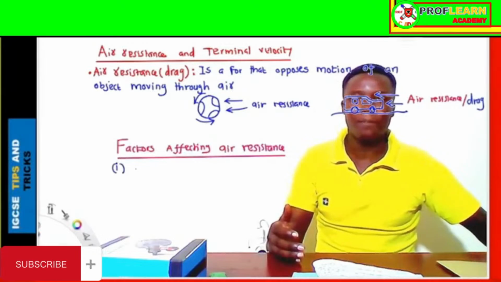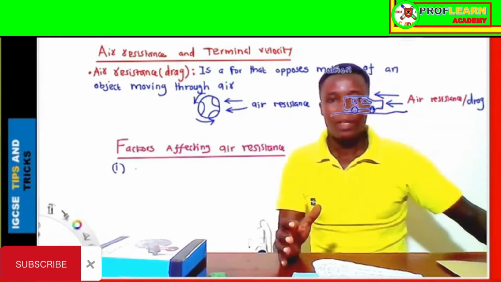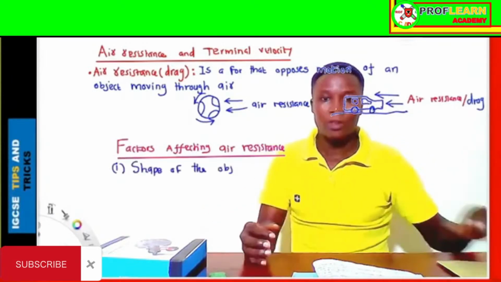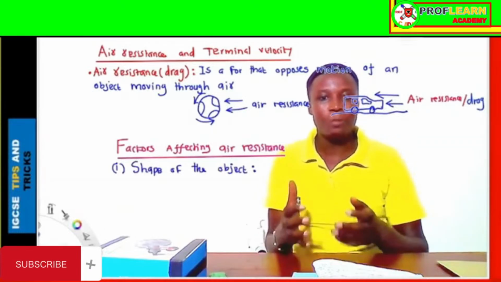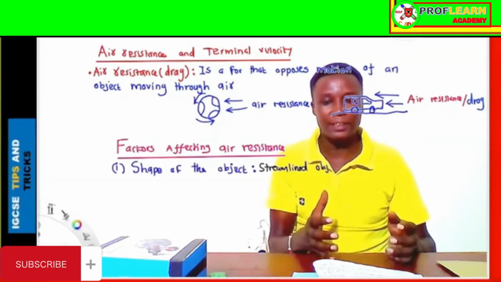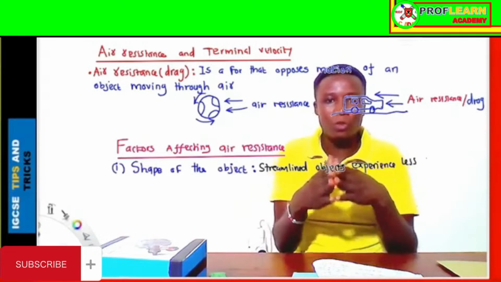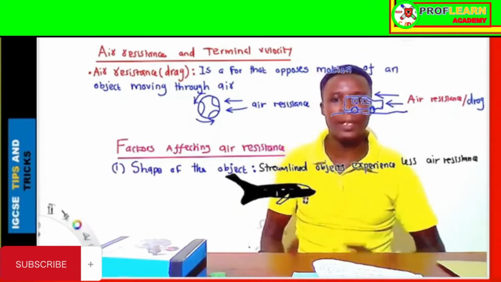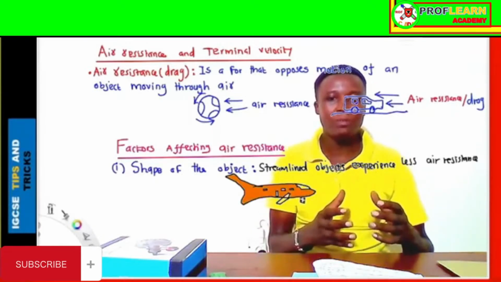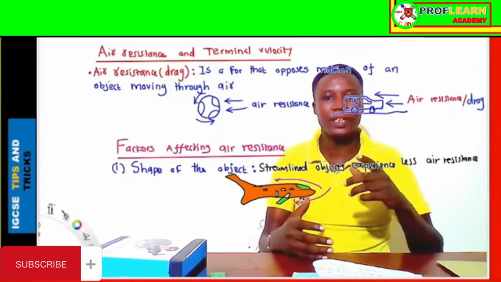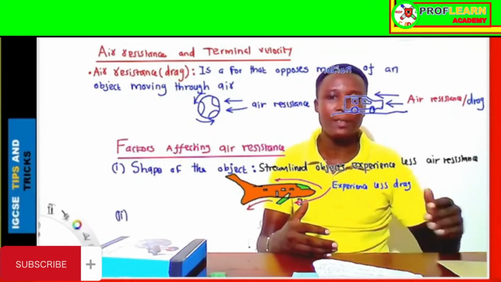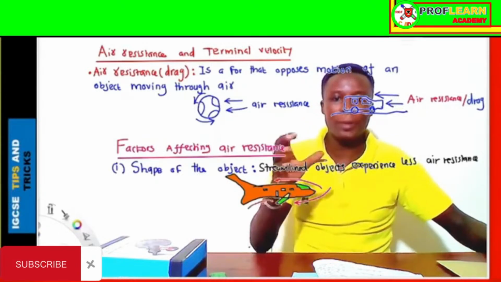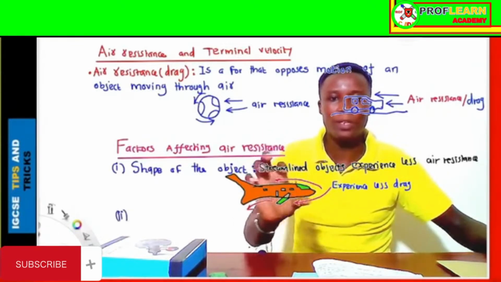And the first factor is the shape of the object. An object can either be streamlined or non-streamlined. Those objects which are streamlined experience less air resistance. Streamlined objects are those objects which are pointed, like an aeroplane. A fish is streamlined. Those objects that are streamlined experience less air resistance because air can freely flow through them as they move through. So since the aeroplane is streamlined, air can flow smoothly around it.